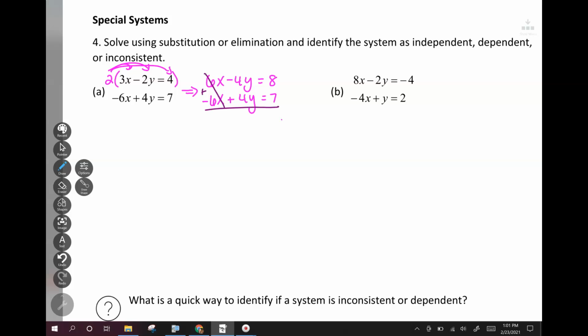6 minus 6 cancels. That was what we were going for. But I have -4y plus 4y also cancels, so all of that just equals 0. The other side, on the other hand, 8 plus 7 gives me 15. So if your variables both cancel, and you're left with something that is not true, we've talked about this before, 0 does not equal 15, then you have no solution.